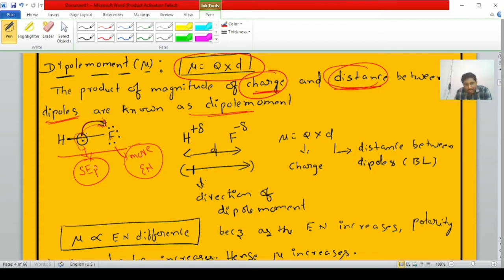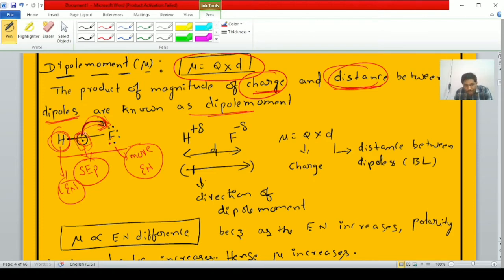The relative tendency of attracting the shared electron pair of a covalent bond towards one of the atoms is known as electronegativity. The atom towards which the shared electron pair moves is called the more electronegative atom. The atom away from which the shared electron pair is moved is the less electronegative element. The shared electron pair shifted towards fluorine. Hence, fluorine has more electronegativity and hydrogen has less.